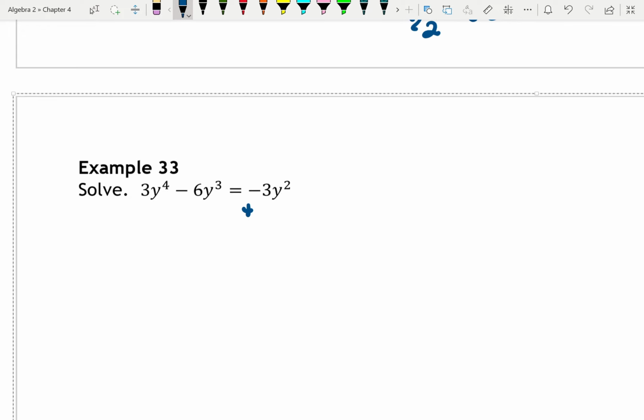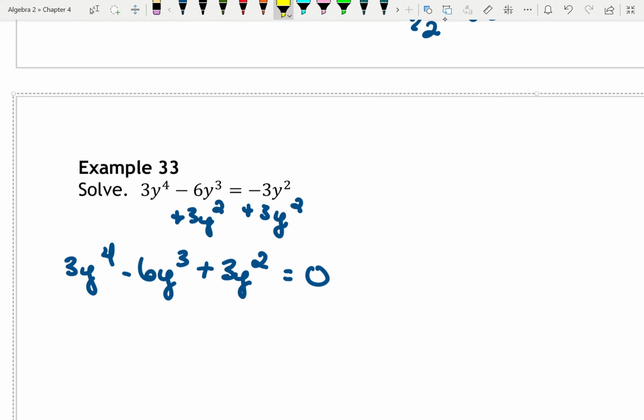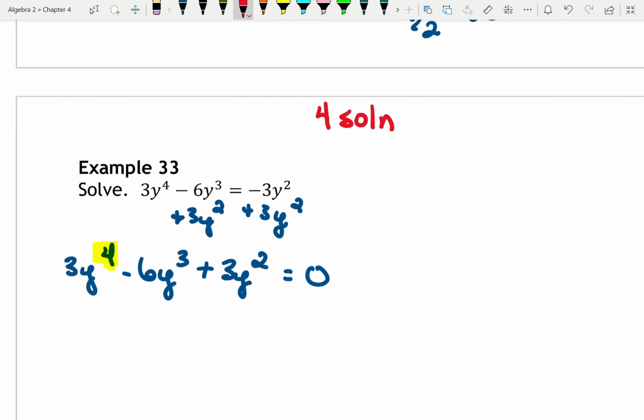So I'm going to add the 3y squared to the left side. And then I'm going to have 3y to the 4th minus 6y cubed plus 3y squared equals 0. Now I want to pause and think about how many different answers I should have. Well, we have a degree 4, so there should be 4 solutions. There might be a repetition in the solutions, but there should be 4 of them. We need to be able to account for all 4 before we're done.